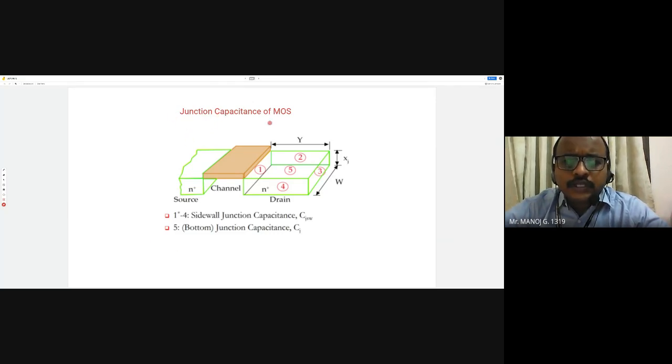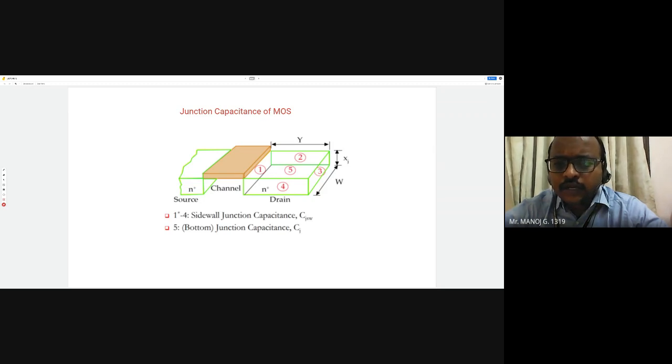Now, when you look at junction capacitance, in the junctions you will have capacitance. Let's take one particular region. Look at this particular region. It's a rectangle, right? What is the area of a rectangle? What is the formula used to calculate the area of a rectangle?